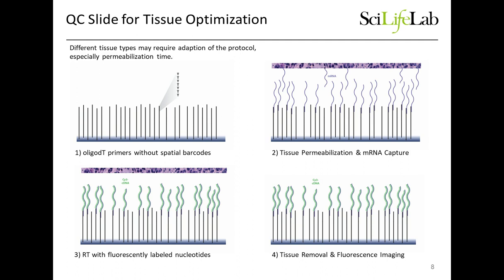For tissue optimizations, we have a separate type of slide that we call the QC slide. However, in the 10x kit, they are called TO slides. Instead of having spots, the capture areas are uniformly coated with oligo-dT primers, and these do not have any spatial barcodes. So here, the mRNA can be captured all over the surface, and then fluorescently labeled nucleotides are added to the RT reaction. We will thereby get fluorescent cDNA wherever mRNA was hybridized, and the tissue is then digested and the slide washed before imaging.